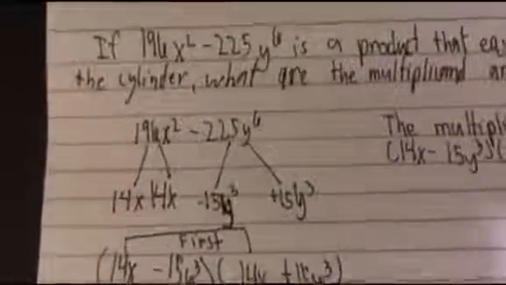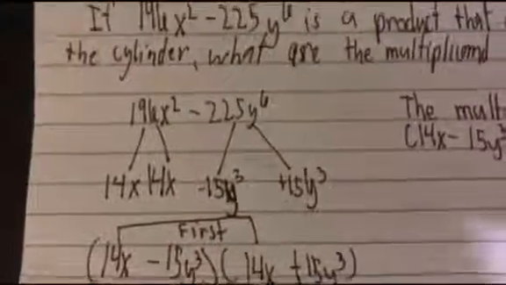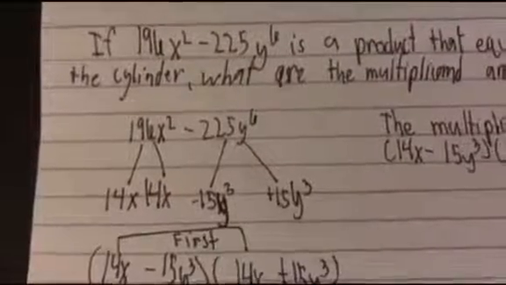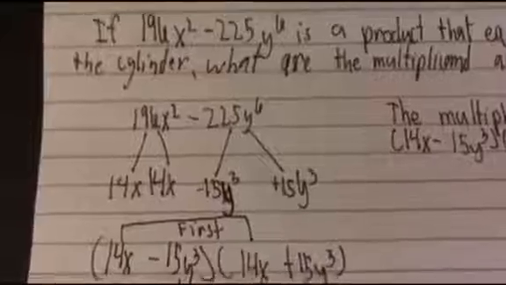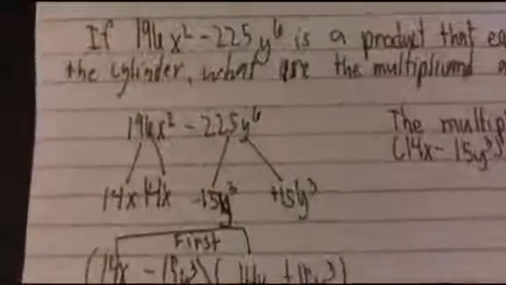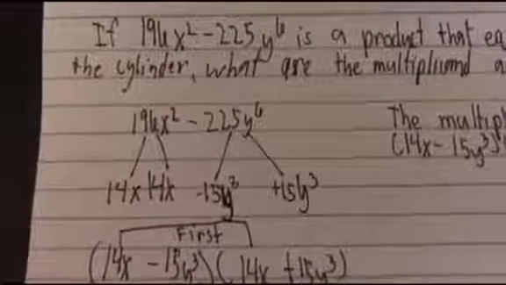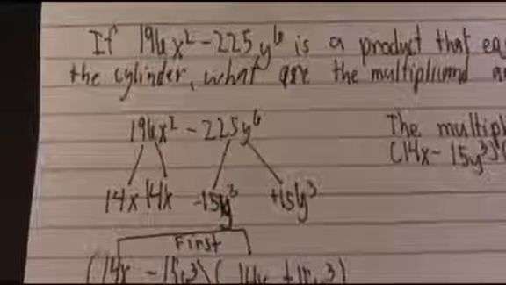225, if we take the square root, we get 15. So we will put down 15. Y raised to the power of 6, if square rooted, will be y to the 3, since we divide the exponent by 2. So we now have negative 15y cubed and positive 15y cubed.